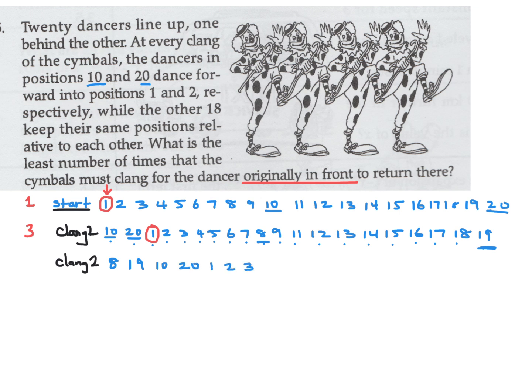1, 2, 3, 4, 5, 6, 7. 8's already done. Yeah, the 9. 10's already done. 11, 12, 13, 14, 15, 16, 17, and 18, because 19's already done.